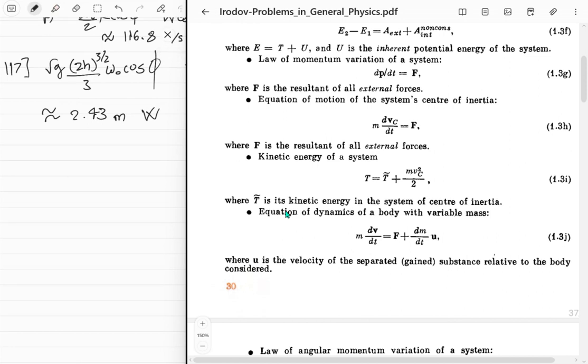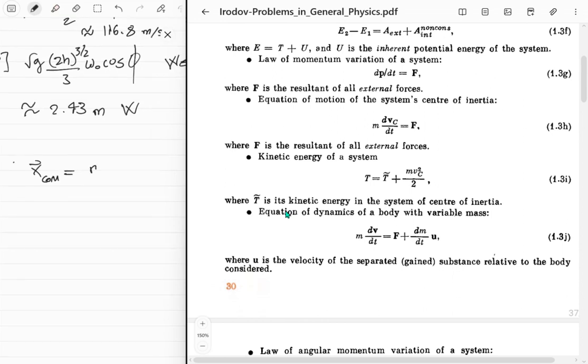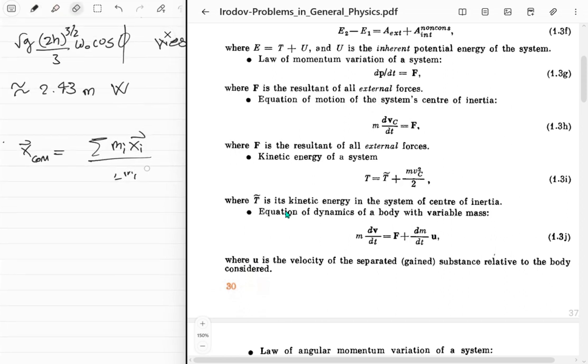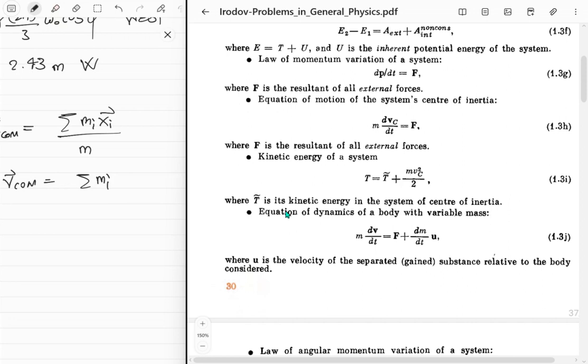So you know that the center of mass is defined like this: X_COM, which is a vector basically, the position of the center of mass, is just the summation of m_i x_i vector upon summation of m_i, right? And summation of m_i is basically what they're calling small m. When you differentiate this thing, you just get the velocity vector of COM.